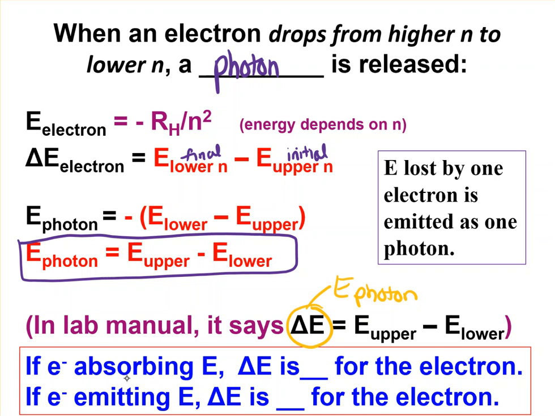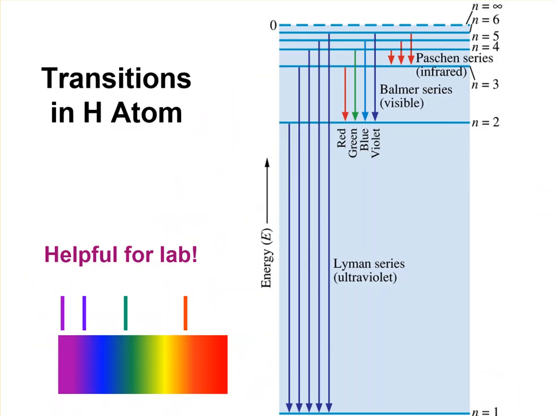So if an electron is absorbing energy, the change in energy is positive for the electron. If it is emitting energy, the change in energy is negative for the electron. Okay, this chart will be helpful in lab to figure out what's going on.